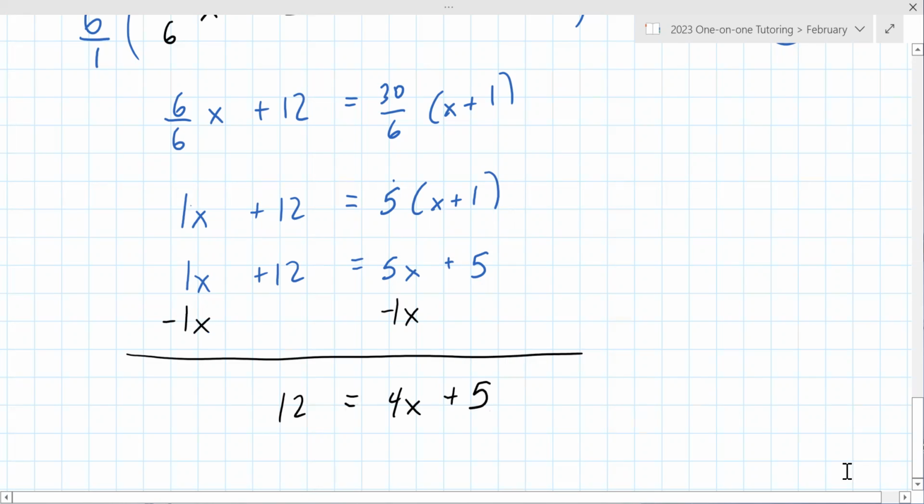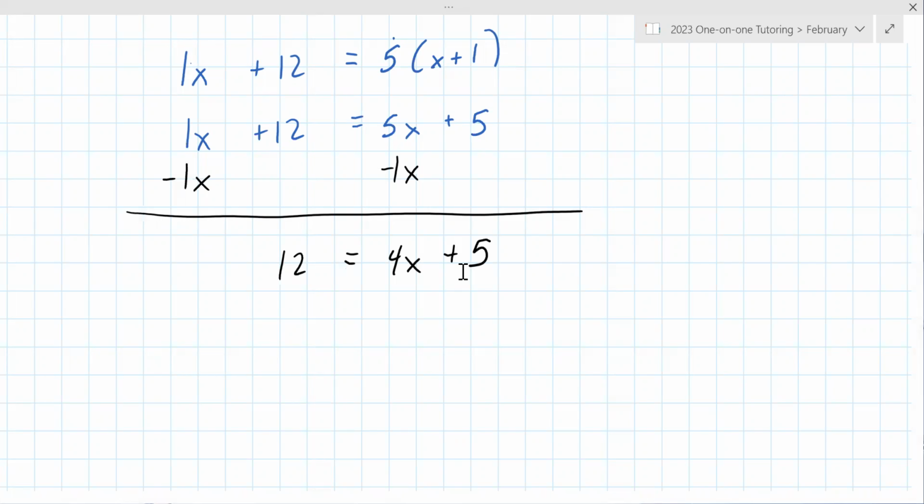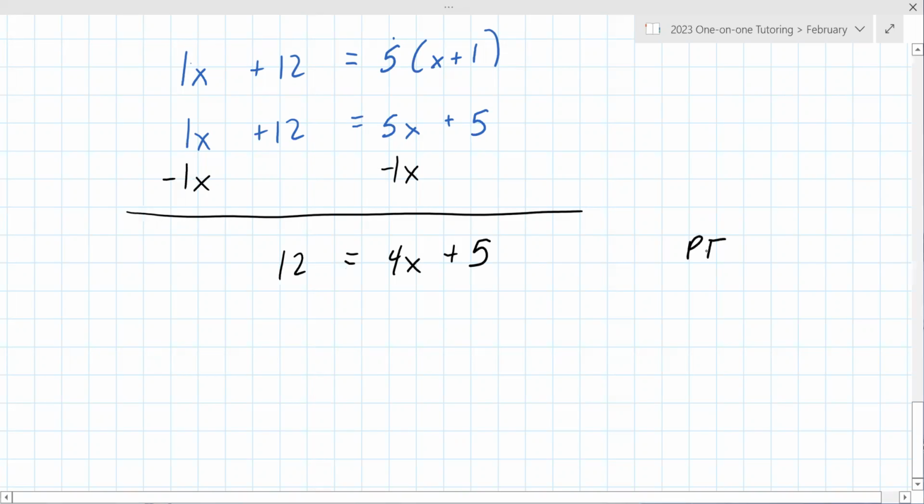Now look at the side with the x. Okay, so which do you undo first? Multiplication by 4 or addition by 5? Oh my gosh. You're going to undo addition by 5 by subtracting 5. Yeah. 7 equals 4x.